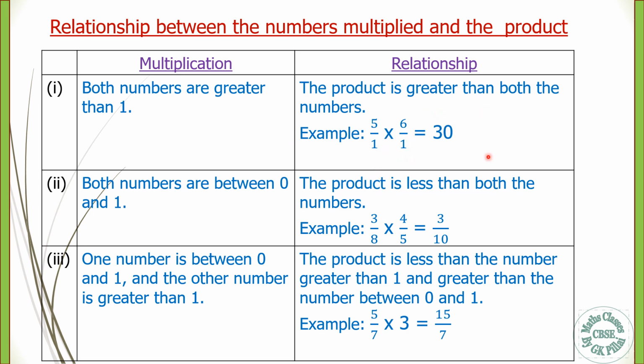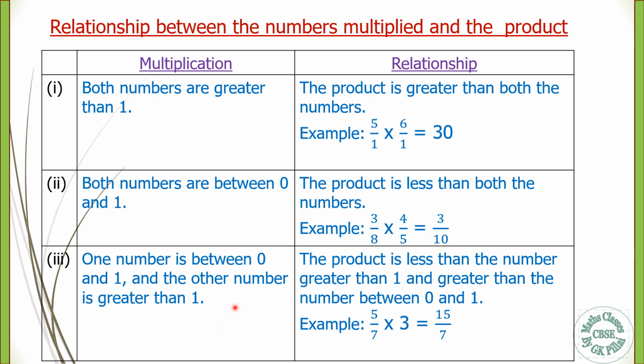5 into 6, 30. Both the numbers are between 0 and 1. The product will be less than both the numbers. If you multiply 3 by 8 into 4 by 5, after cancelling out the common factors, you will get 3 by 10. This 3 by 10 will be surely less than both of these fractions.